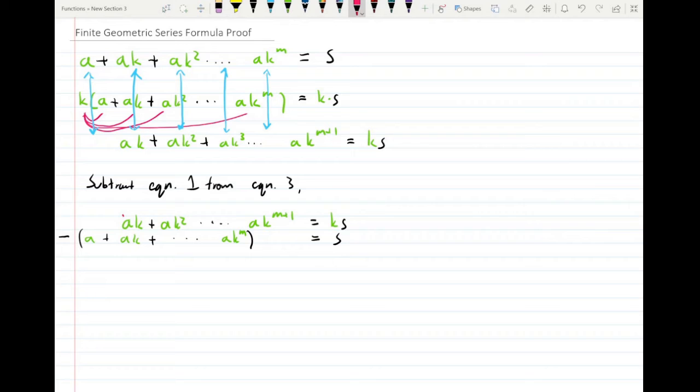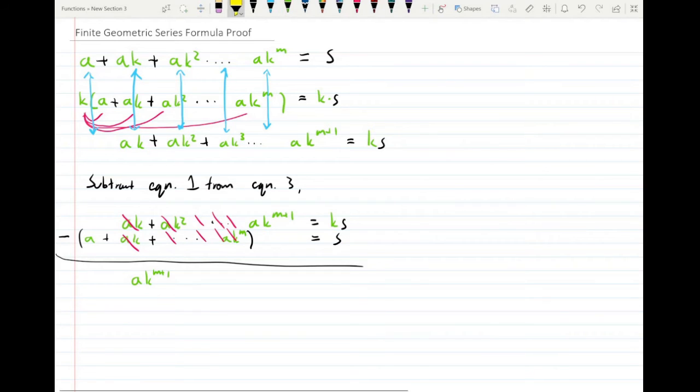If we do this, all of these middle terms annihilate each other, right? They all drop out of this final equation. And what we're left with is AK to the M plus 1, left over from the first equation, minus A, left over from the second equation, is equal to K times S minus S.